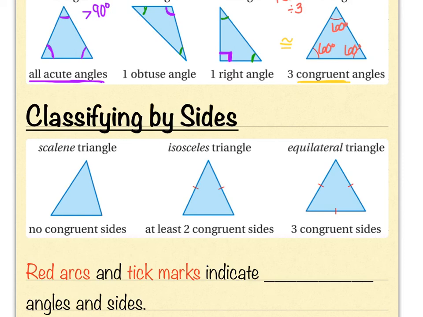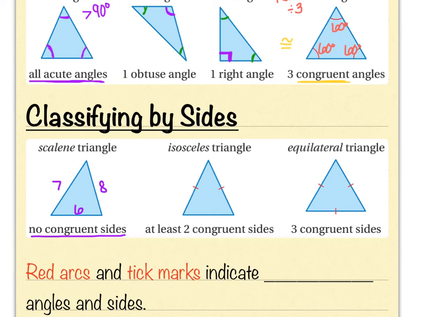The second way we can classify triangles is by their sides. You might remember hearing these words before. We've got a scalene triangle, isosceles triangle, and equilateral triangle. A scalene triangle is a triangle that has no congruent sides. No sides are equal. They're all different. So this could be 7, this could be 8, and this could be 9, or maybe it's 6. They're all different sizes for the sides.